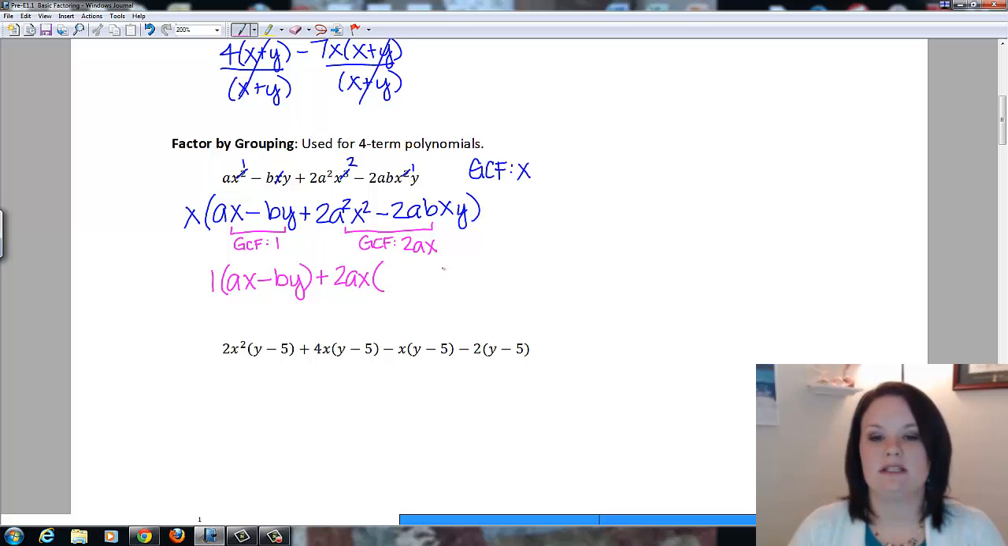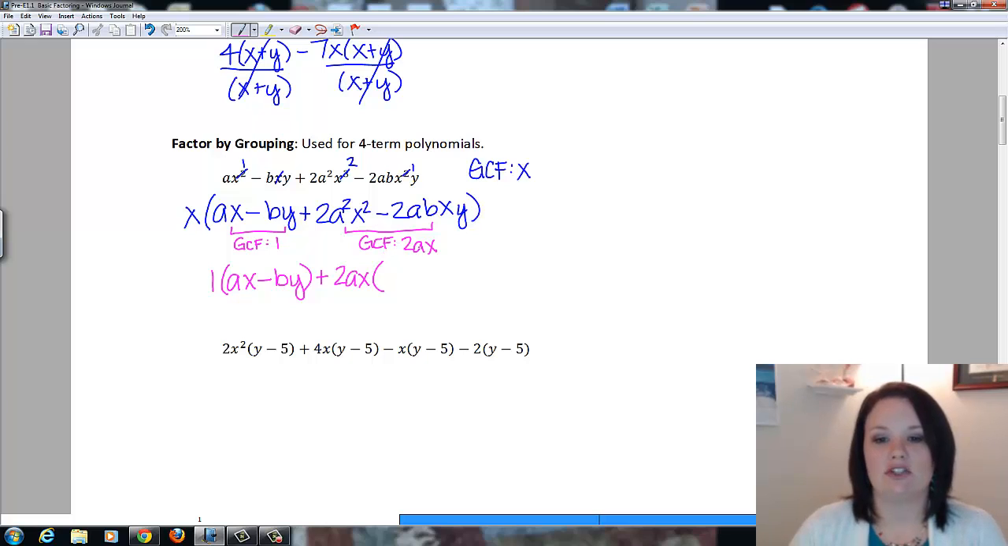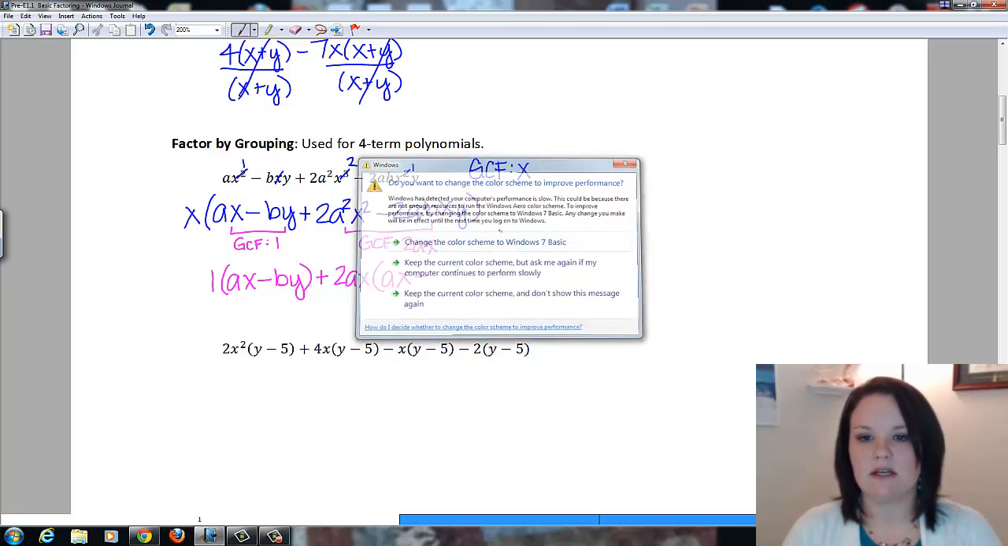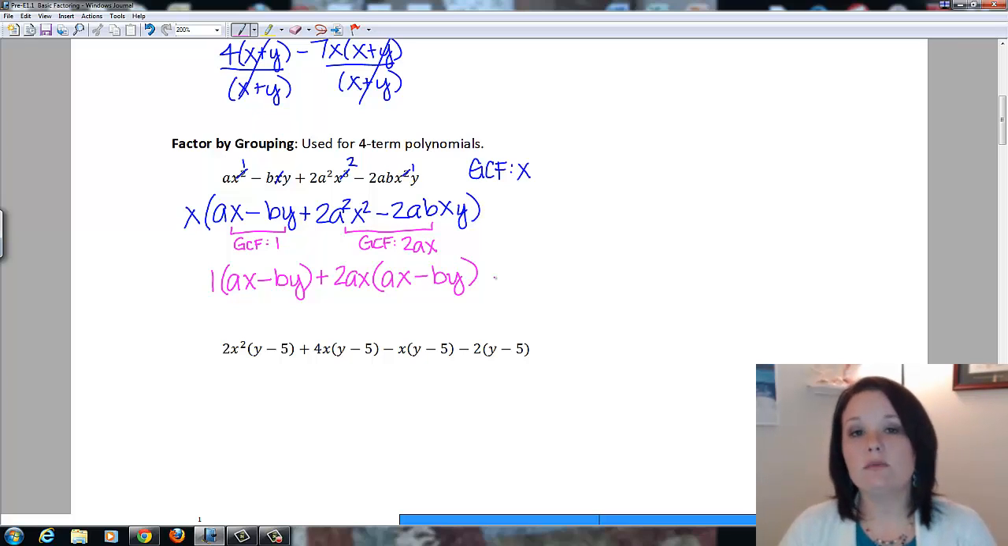And then in parentheses, again, I'm going to write what's left over from these two terms now that I've taken that greatest common factor out. So if I take 2ax out of this first term, which is actually my third term, I'm only going to be left with 1a and 1x. On my fourth term, if I take out 2ax, my 2a will be gone, and I'll be left with only by. Okay, so we're almost done with grouping.